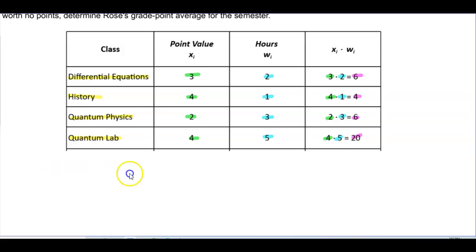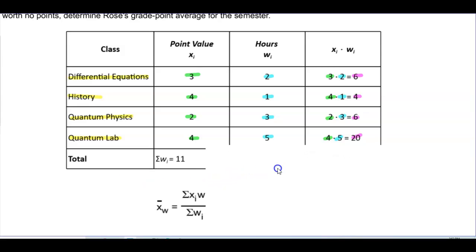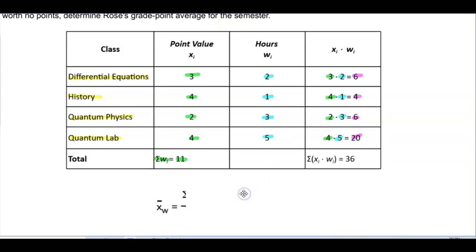Now the next step is that we need to find the totals, so we use our formula. The formula wants us to find the sum of the last column and divide it by the sum of the point value column. If we add up 3 plus 4 plus 2 plus 4, that gives us a value of 11. Then we add the last column: 6 plus 4 plus 6 plus 20 gives us 36.